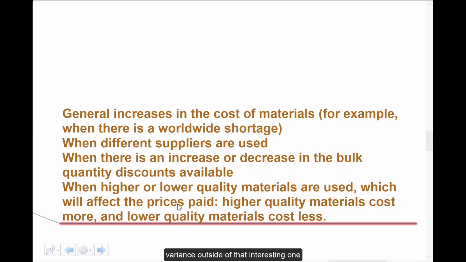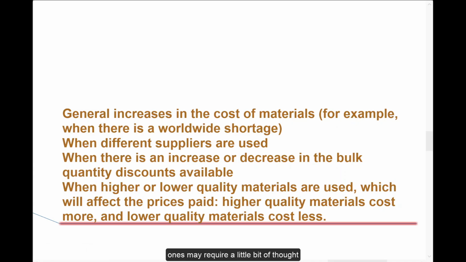Outside of that, an interesting one here, where higher or lower quality materials are used, they may affect the price paid. So for example, we happen to use higher quality materials, which cost more, or we happen to use lower quality materials, which cost less. Now do remember that in terms of the detail here, not just for materials, but also for sales and indeed for other variances, the reasons why variances occur are important to us. There's some amount of common sense, logic, if you will. For example, we didn't use our go-to supplier, we used a different supplier, and they were slightly higher.